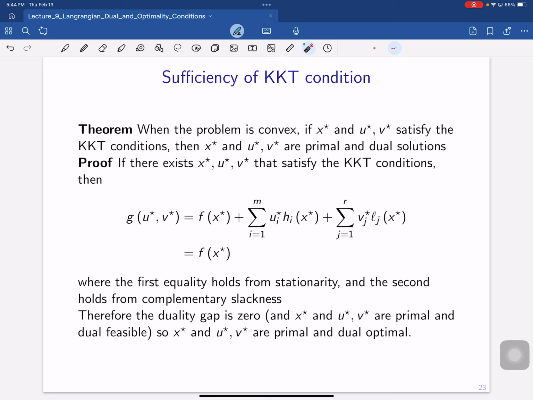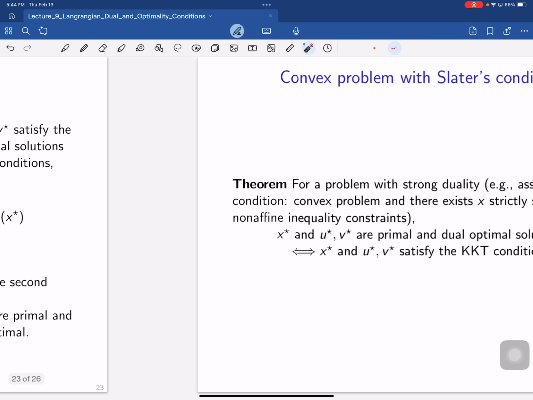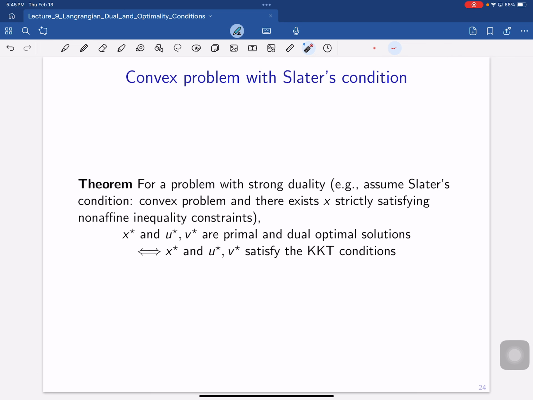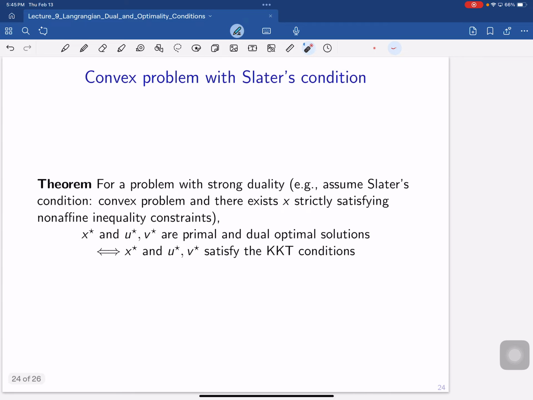And then this term must equal f(x star), just because according to complementary slackness, this term goes to 0. I mean, according to primal feasibility, this term goes to 0. Right? So that's why you have some primal and dual pairs which are equal to each other, and then they must be optimal, right? Because of weak duality, and then there is a 0 duality gap. Okay.